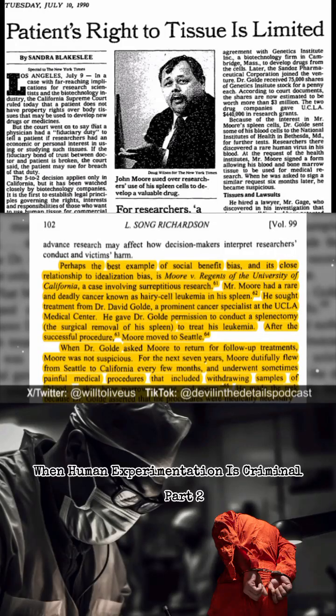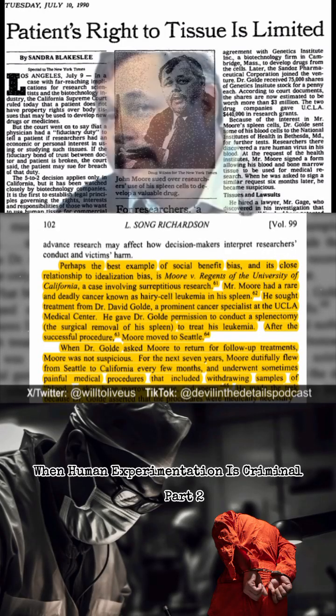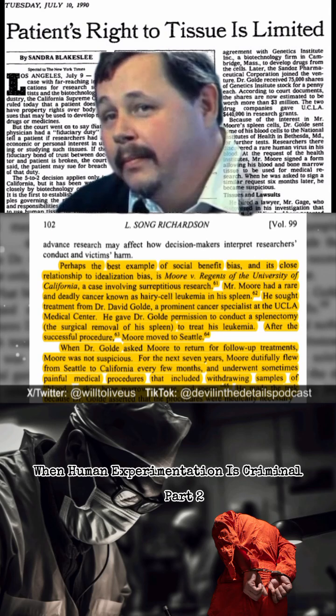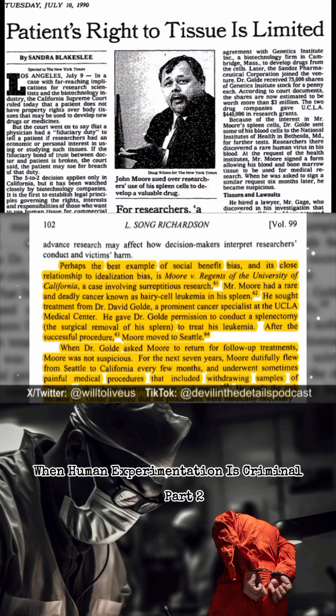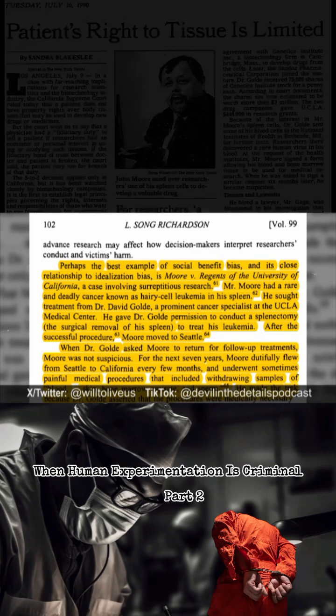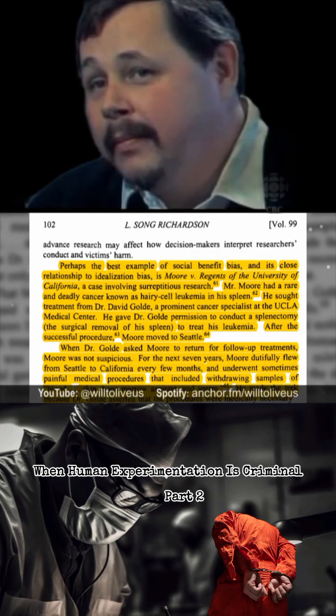Perhaps the best example of social benefit bias and its close relationship to idealization bias is Moore versus Regents of the University of California, a case involving surreptitious research. Mr. Moore had a rare and deadly cancer known as hairy cell leukemia in his spleen.